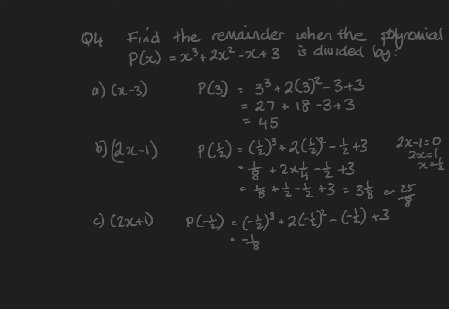So remember, you've got a negative cubed, it's going to be a negative 1/8. You've got negative a half squared is a positive quarter. And so I've just done that. 2 times a quarter is a half, plus a half plus 3. So we end up with 4 minus 1/8, which is 32/8 minus 1/8, and we end up with 31/8.